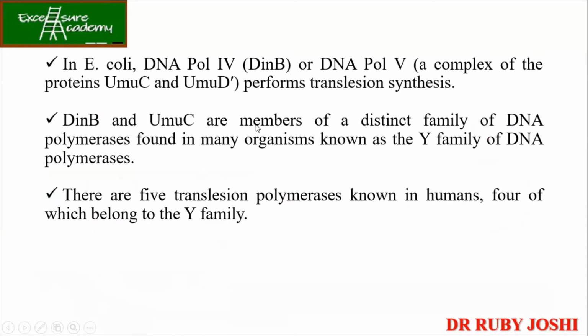Now, in E. coli, DNA Pol 4 or 5 performs the translesion synthesis. DinB, UmuC. Okay, they are the members of a distinct family of DNA polymerases, which is found in many organisms, known as the Y family of DNA polymerases. You do not need to memorize this much, but you need to remember this sentence. Okay, the first one. Now there are 5 translesion polymerases known in humans, 4 of which belong to the Y family.